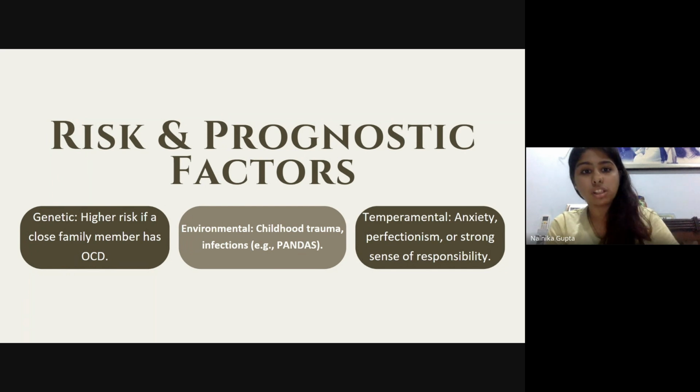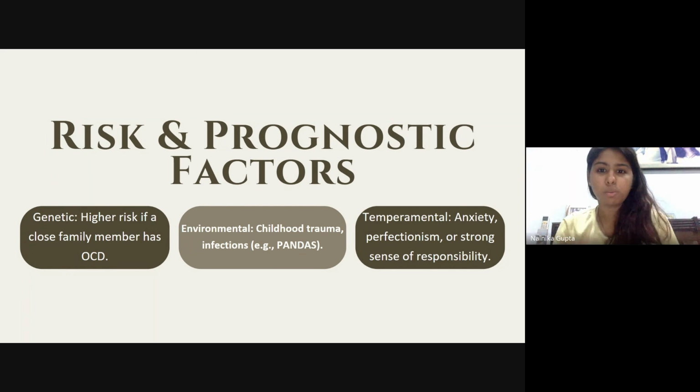And infection, जैसे कि बच्चों में infections होते हैं, वो भी sudden onset ऐसे शुरू हो सकता है, कि अब there is this infection which is called PANDAS. It is pediatric autoimmune neuropsychiatric disorders, which is like a throat infection, and it starts with children. It can cause a sudden onset.